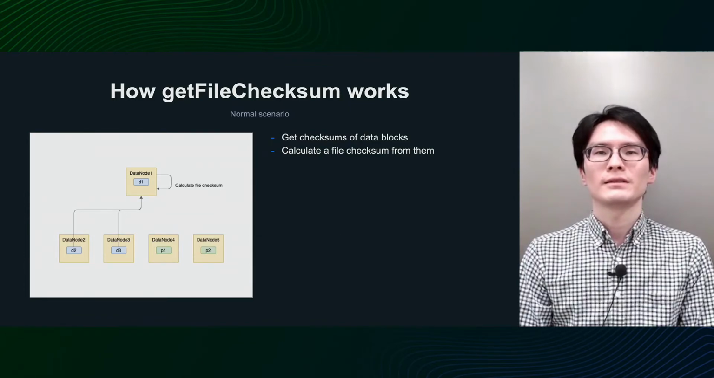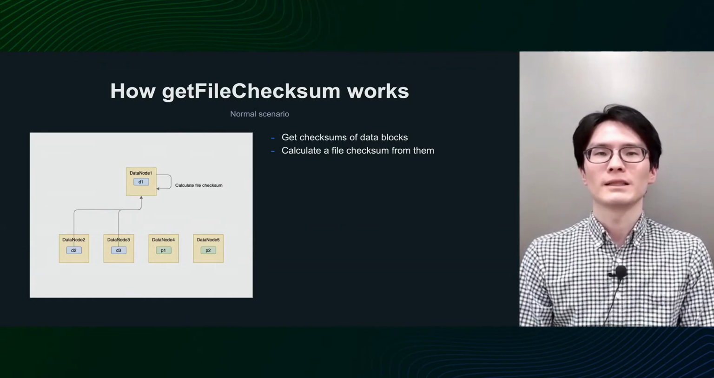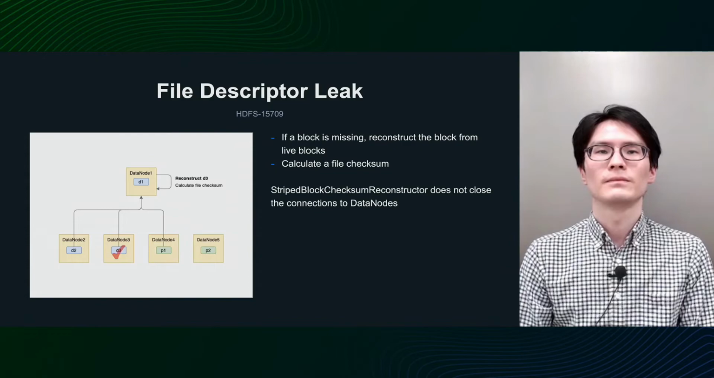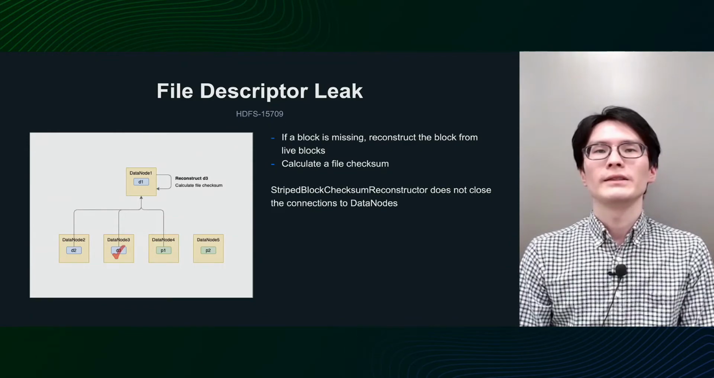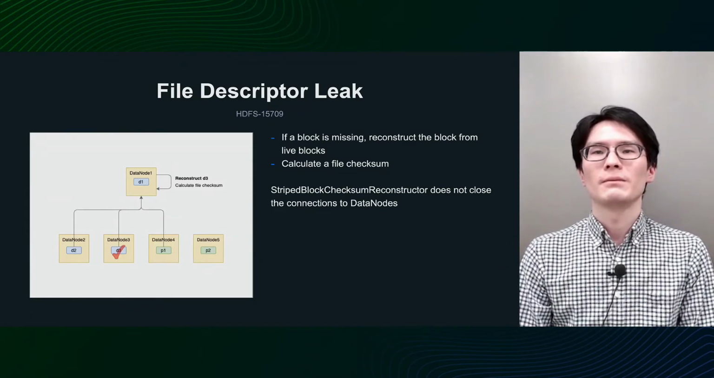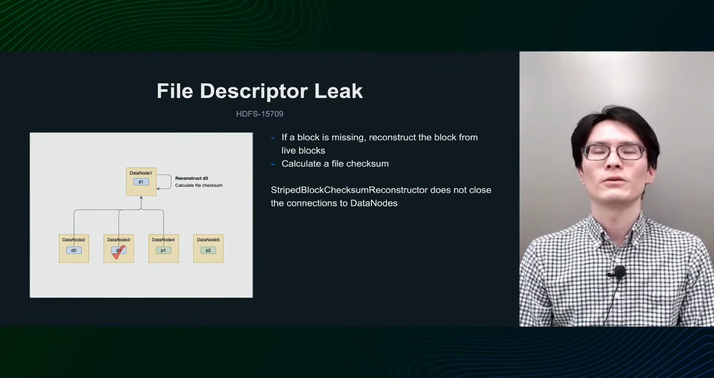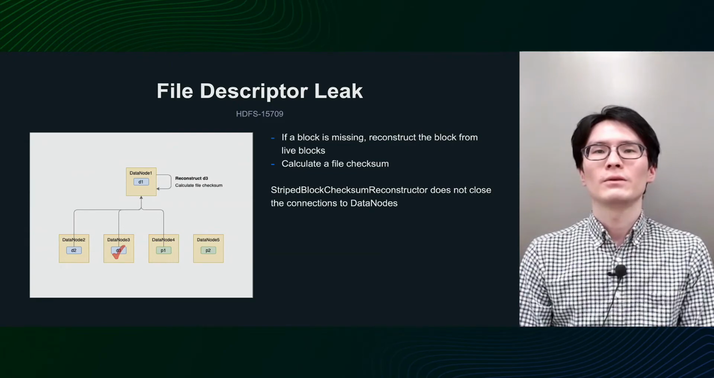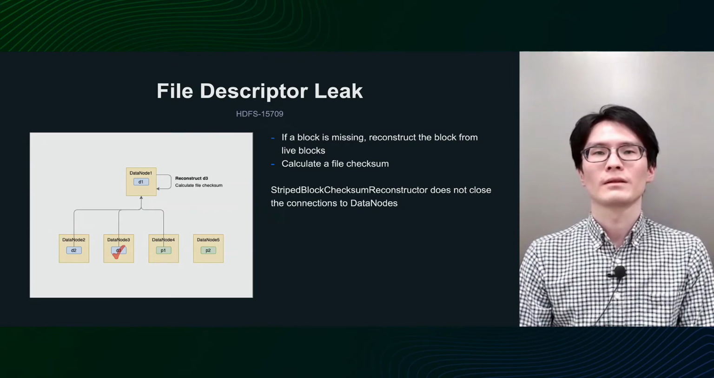When getFileChecksum is called for a file that has been erasure coded, the figure shows that data node 1 gets the checksum of the data blocks from other data nodes and calculates the checksum of the file from those blocks. If a checksum for a block cannot be obtained due to a timeout or other reason, data node 1 reconstructs the block from the live blocks and calculates the checksum. The problem of the file descriptor leak was caused by the fact that the connection to the data node used in this reconstruction was not closed.